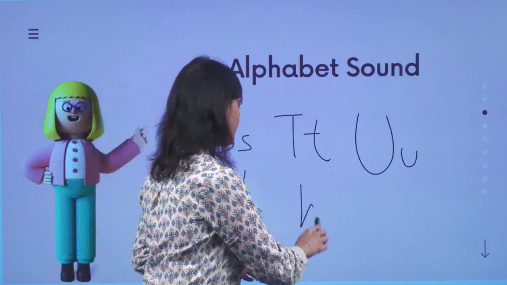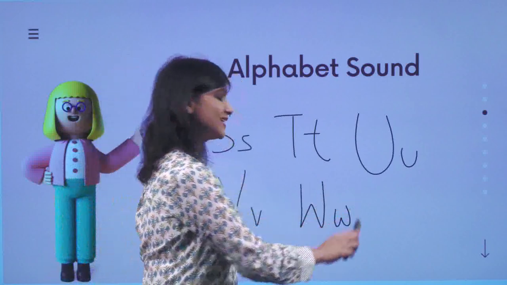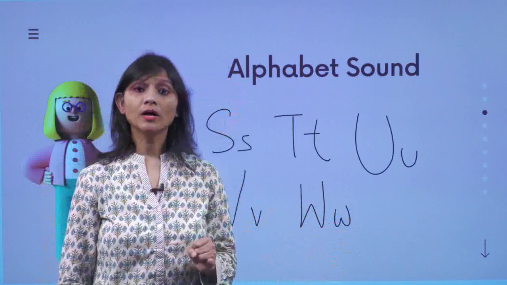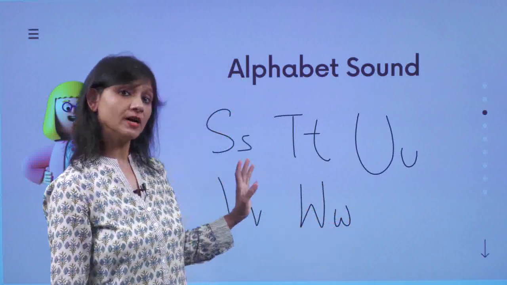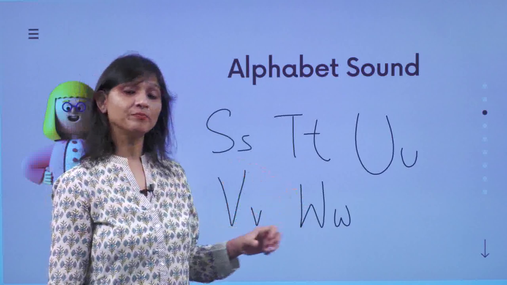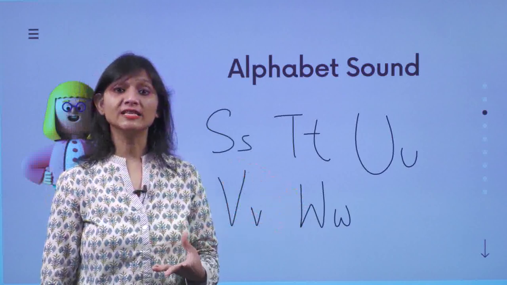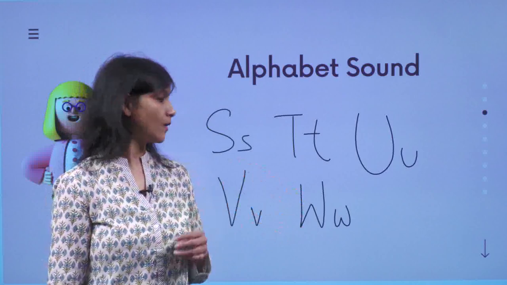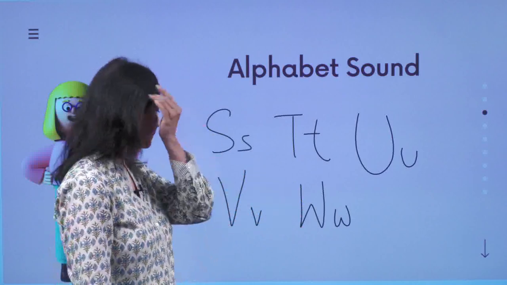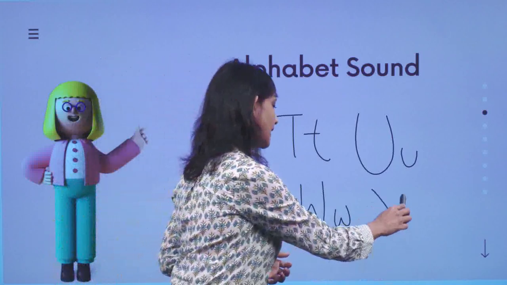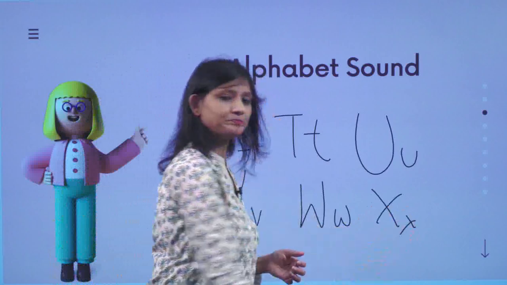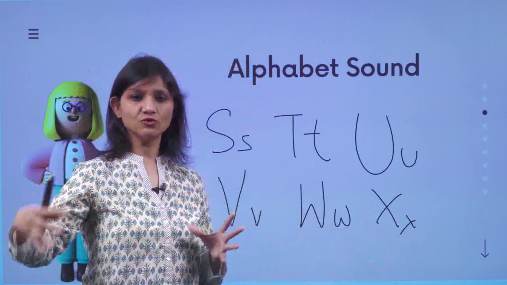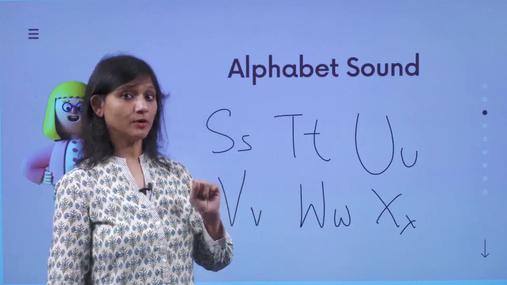Then W. How do we say W? So this is V, and this is W. W, W, wind. W, W, wings. Wind, wings. Okay? Then X. Not quite often used letter, but an important letter.